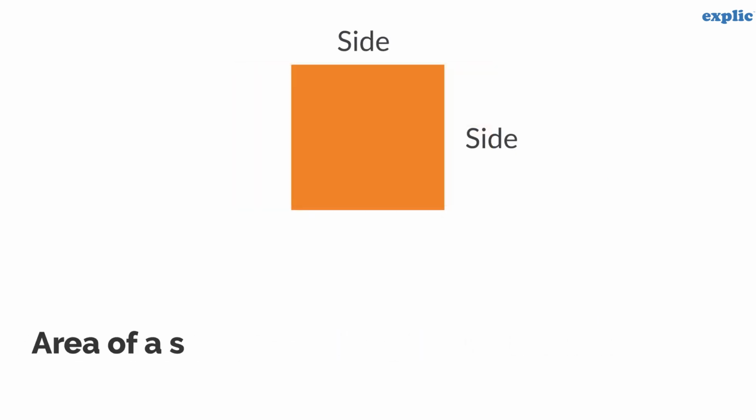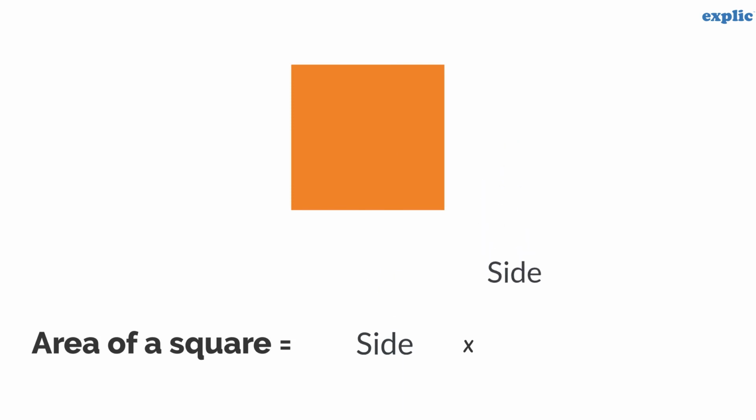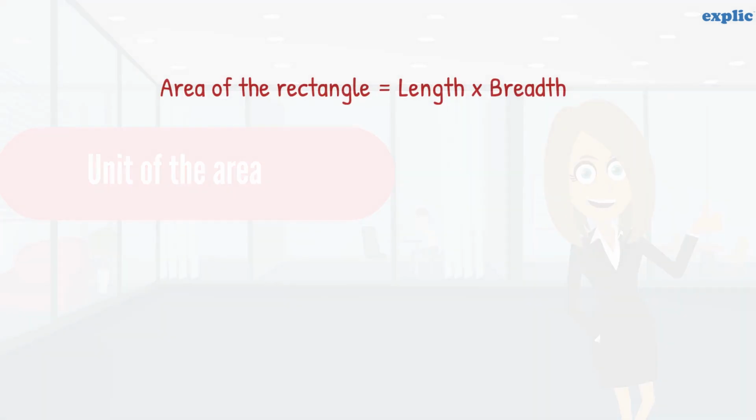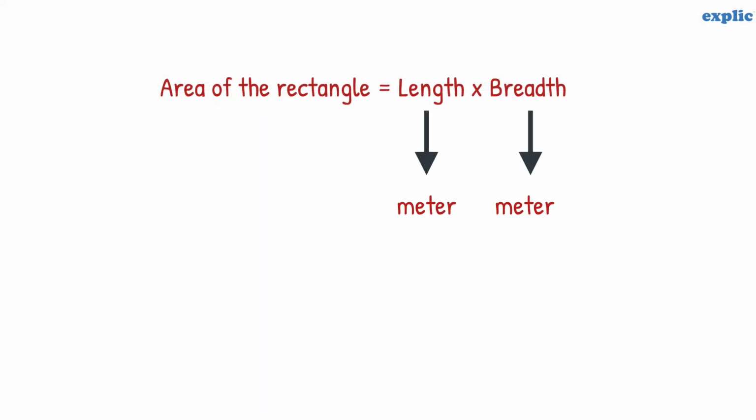Since a square is the special type of a rectangle with all sides equal, we can say the area of the square is equal to the side multiplied by side. If the length and breadth are measured in meter, the unit of the area would be square meter. In the same way, it could be square centimeter, square feet, and square inch.